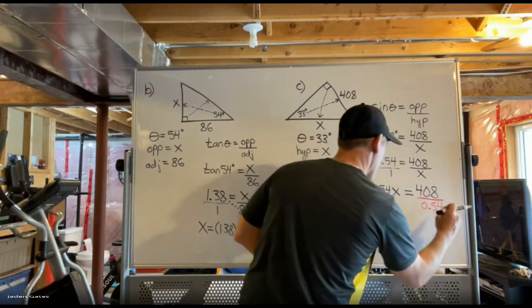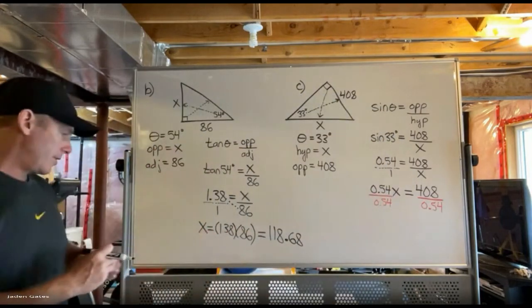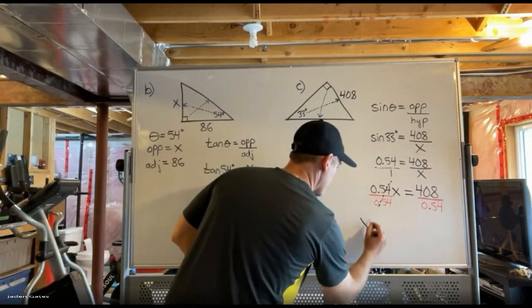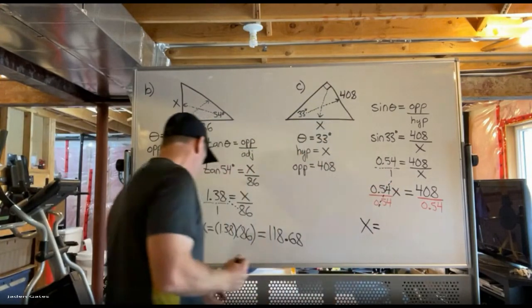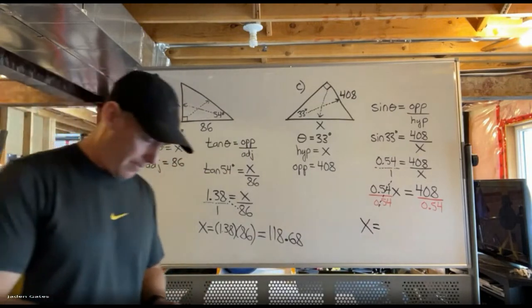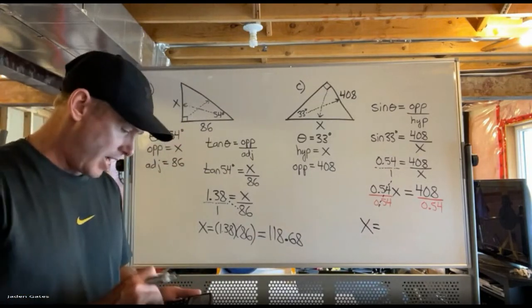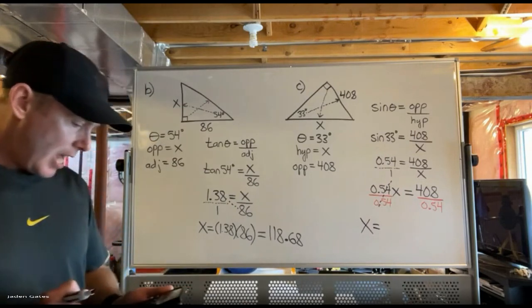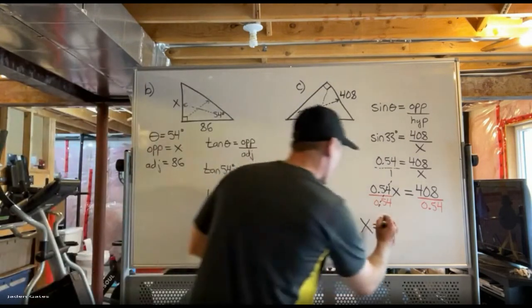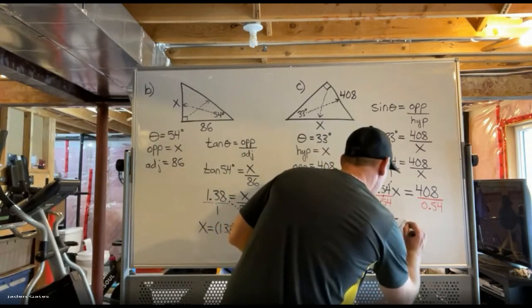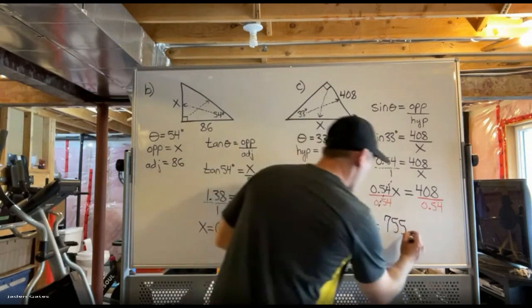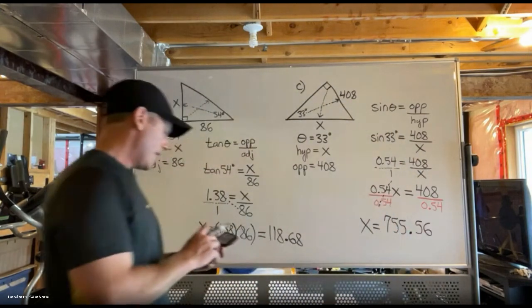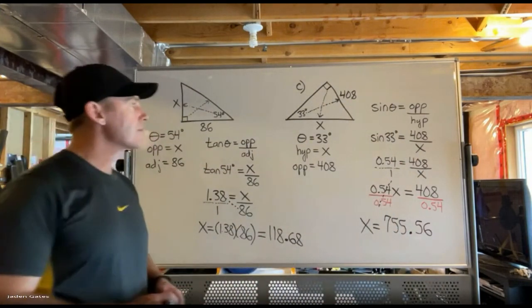So there's my 0.54s. Let's see here. Those 0.54s in front of the x, they divide each other out. And so x is going to equal, let's see here, 408 divided by 0.54. And I get 755.56. Again, going to 2 decimal places.